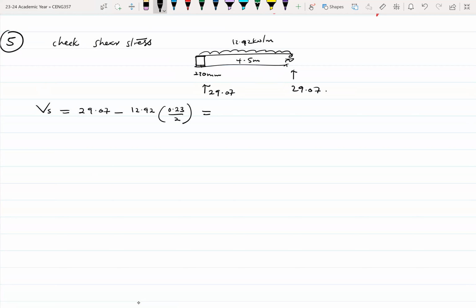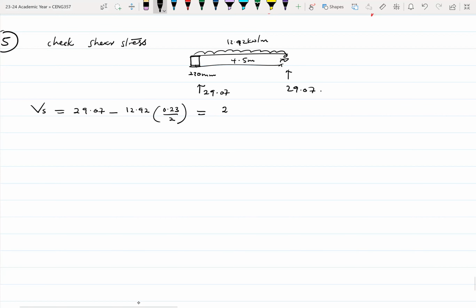So they have this distance here. Let's see if what I'm doing makes sense. Again, I'm doing this from my head, so I'm hoping that my calculations are good. Yeah, so I think I'm good. So this will give me about 27.6 kilonewtons. So this is my V, the shear force at face of support.